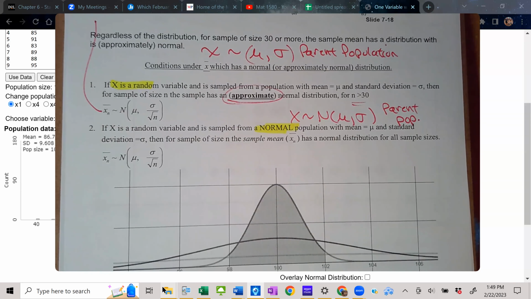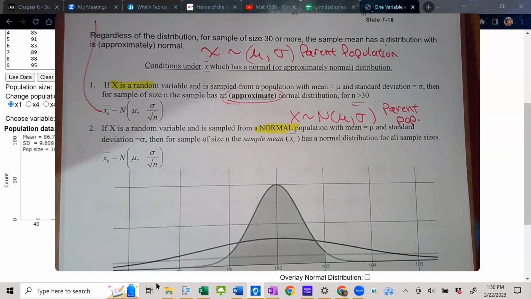So I want to look at this for two different sample sizes and a given population. Before I do, are we okay with what I've got here? We're going to do a lot of examples, I hope.